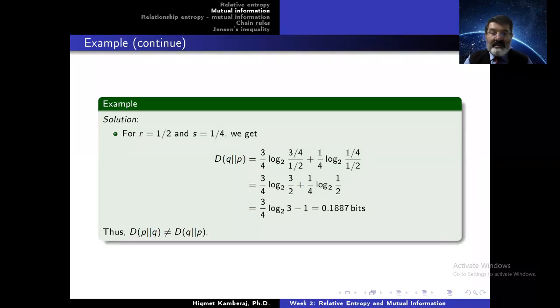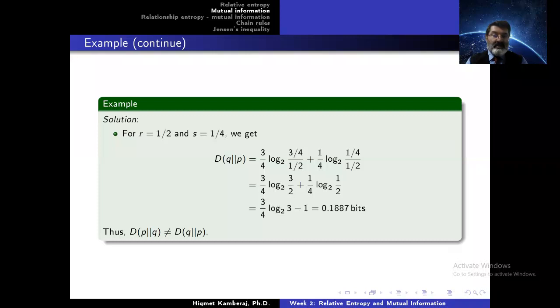Now the same thing for r equal to 1/2 and s equal to 1/4: we get for the relative entropy between Q and P this one, 3/4 log base 2 of (3/4)/(1/2) plus 1/4 log base 2 of (1/4)/(1/2). Again, if we simplify, then we get 3/4 log base 2 of 3/2 plus 1/4 log base 2 of 1/2.